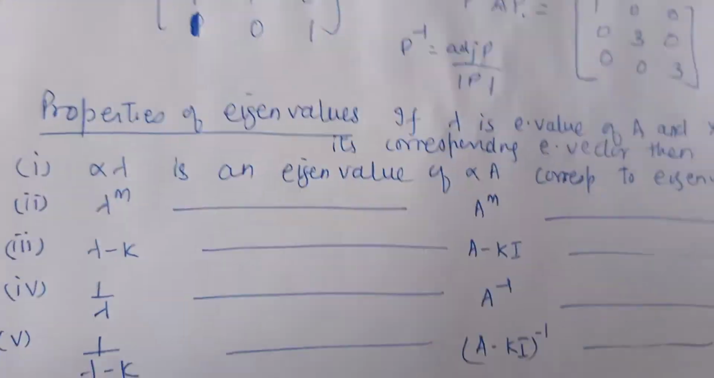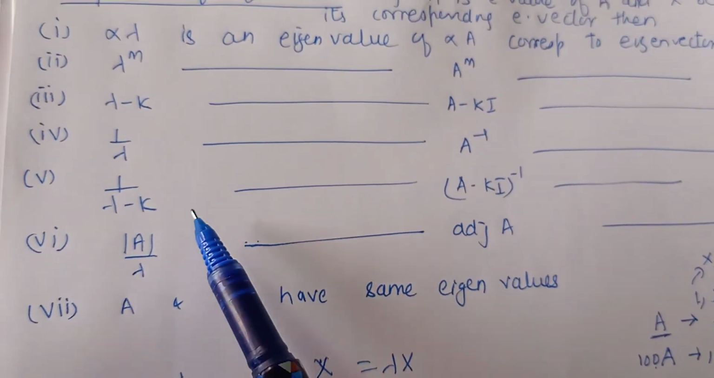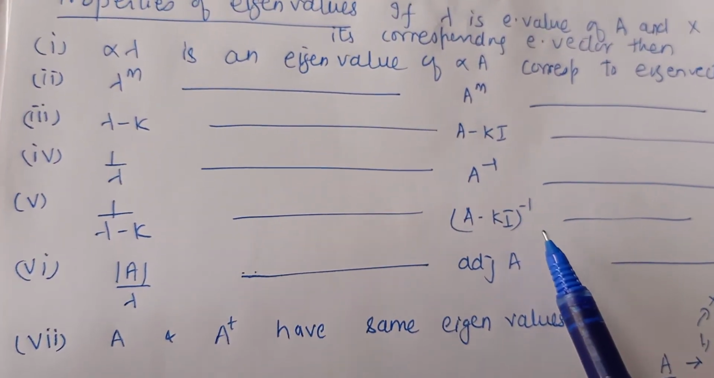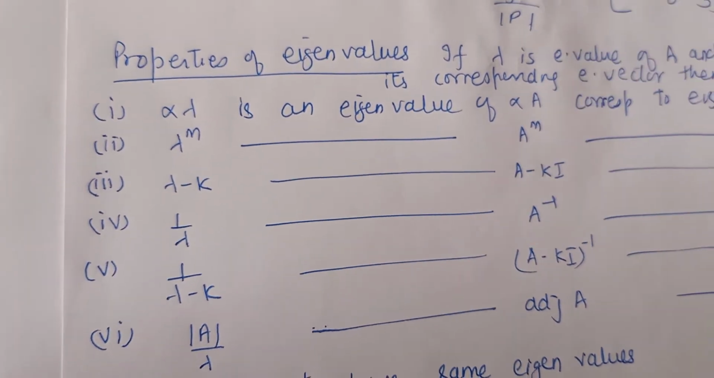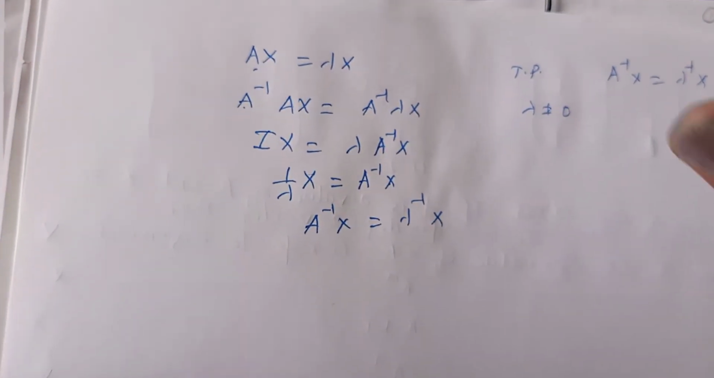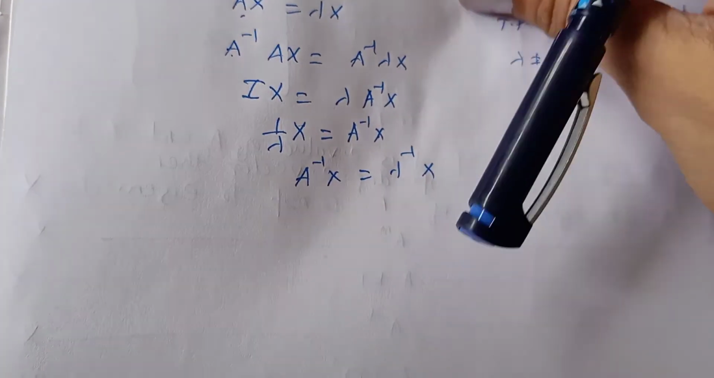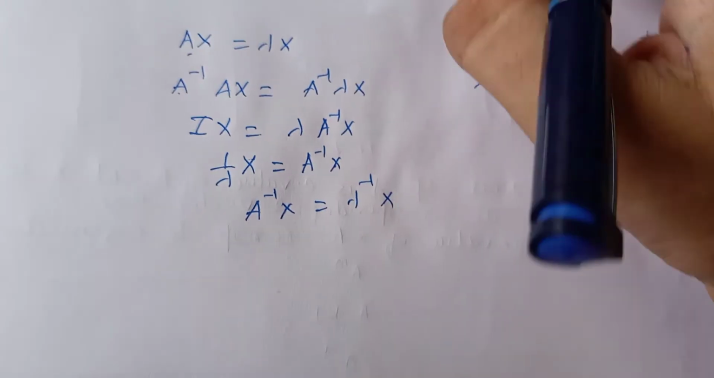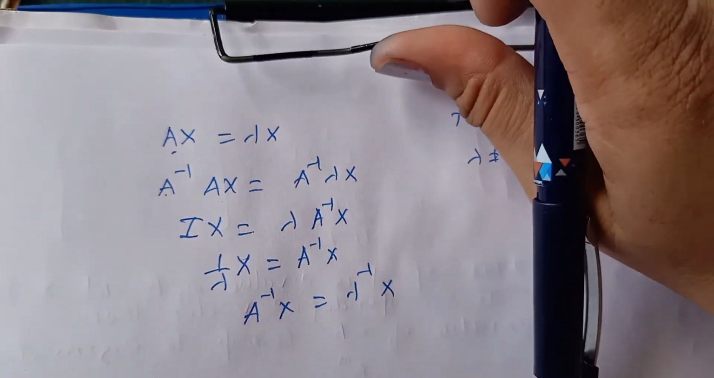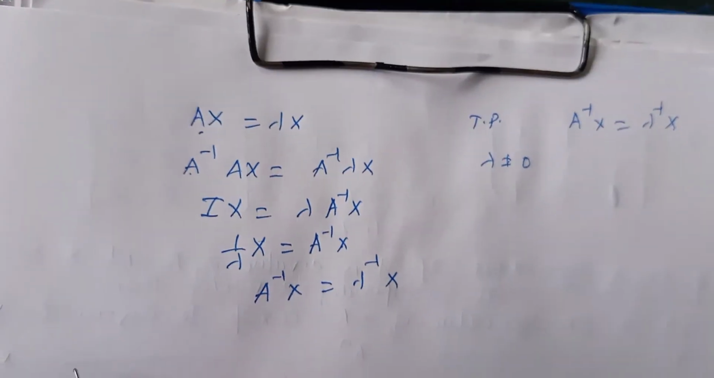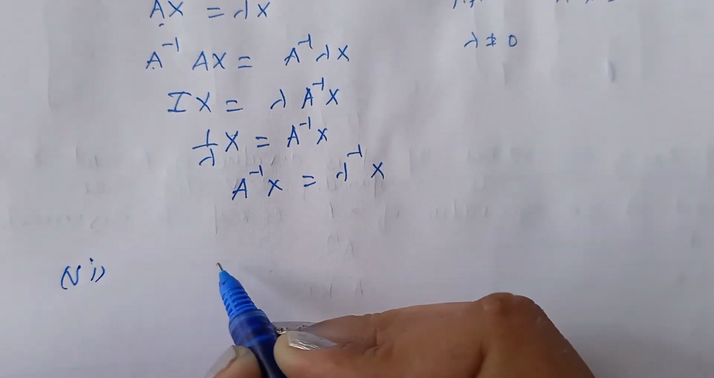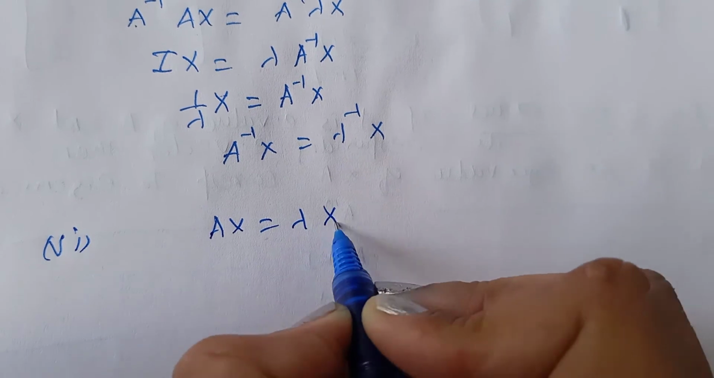Now combining property 3 and 4, you can easily prove your property number 5. And let us look at property number 6. So we have to prove that the eigenvalues of adjoint of A are determinant of A upon eigenvalues of A. So firstly, let us see what we are given. We are given that Ax is equal to lambda x.